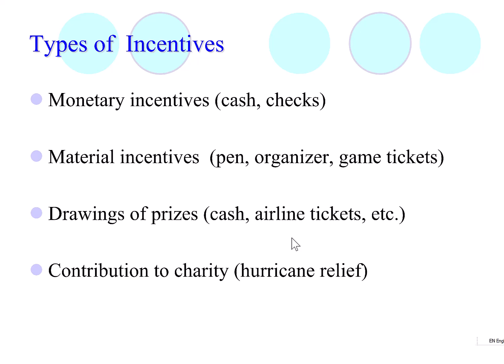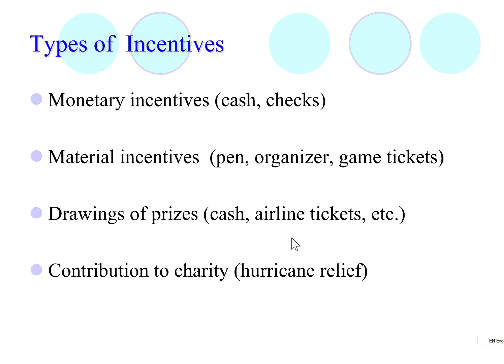So meta-analyses of survey studies show that prepaid cash amounts, such as $1 to $5, yield the highest gain in response rates. Material gifts, gift cards, are less effective. And promised incentives are even less effective. Drawings of prizes are less effective, and so is a contribution to charity.